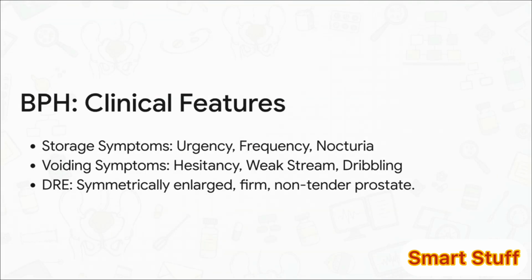So, what does this actually look like for the patient? Well, it presents with a classic group of symptoms we call LUTS, or lower urinary tract symptoms. We can break these down into two buckets. You've got your storage symptoms, that's the bladder getting irritated, so patients feel urgency, they have to go more frequently, and they're waking up at night. Then you have voiding symptoms, which come from the blockage itself, things like hesitancy, a weak stream, and that annoying post-void dribbling. And when you do a digital rectal exam, the DRE finding is key. A prostate that feels symmetrically big, firm, kind of rubbery, but importantly, not tender.